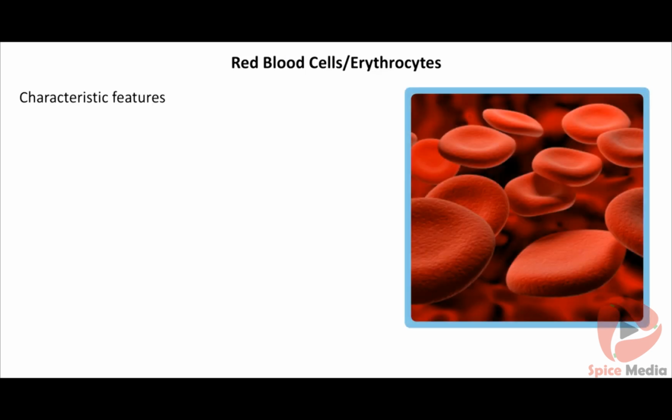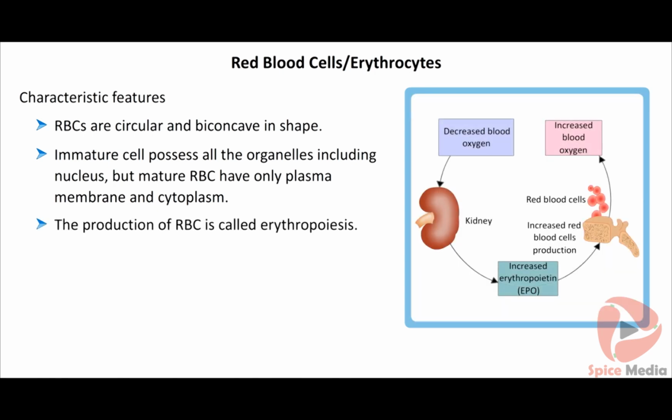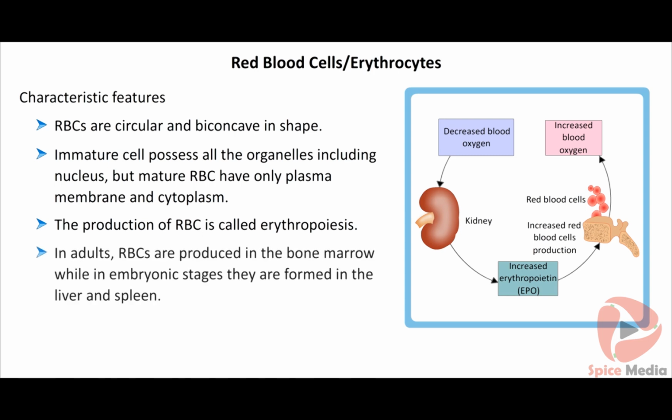Red blood cells are otherwise said to be erythrocytes. RBCs are circular and biconcave in shape. An immature red blood cell possesses all the organelles, including the nucleus, but mature RBCs have only plasma membrane and cytoplasm. The production of RBC is called erythropoiesis. In adults, RBCs are produced in the bone marrow, while in embryonic stages they are formed in the liver and spleen.